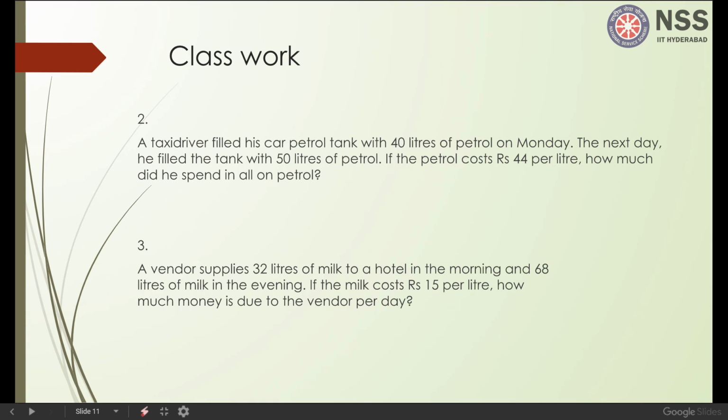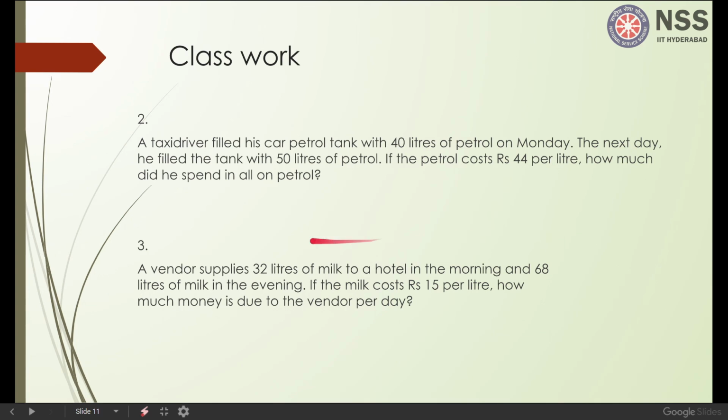So let us try to find how many liters of milk the vendor supplied in one day. In the morning, he supplied 32 liters of milk, and in the evening he supplied 68 liters of milk. So in one day he supplied 32 plus 68, which is 100 liters of milk. Since the milk costs 15 rupees per liter, therefore the total cost of the milk is 15 multiplied by 100, which is 1500. Therefore 1500 rupees is due to the vendor per day.